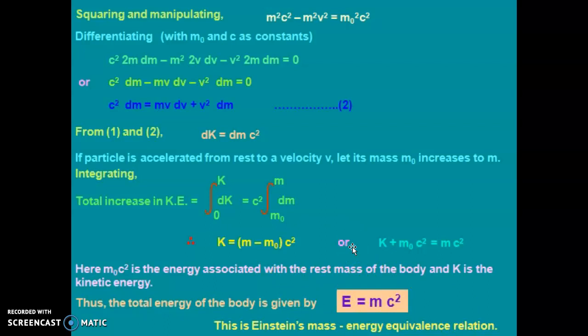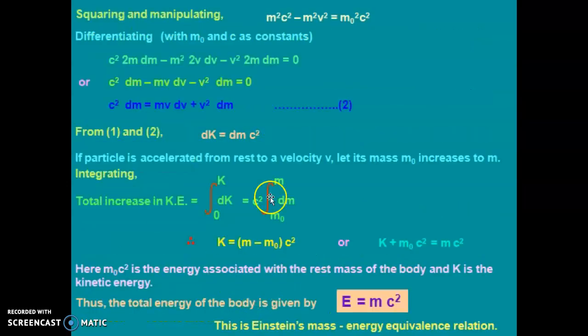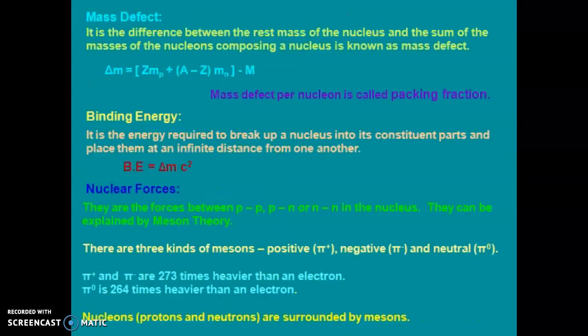So we conclude that whenever there is a destruction of mass, there will be a production of equivalent energy. This is Einstein's energy-mass relation. Hopefully you now have an idea of how this relation was derived. Now the mass defect.